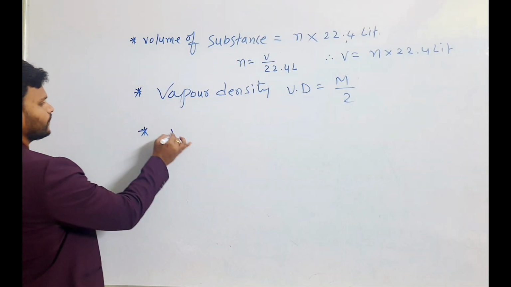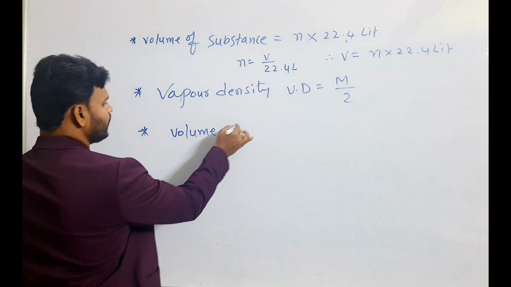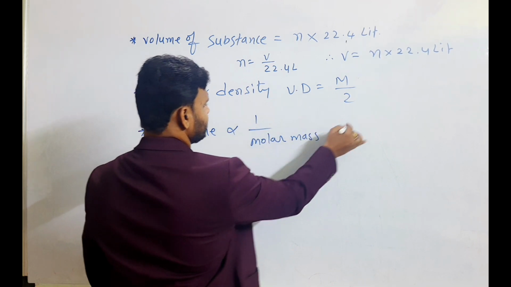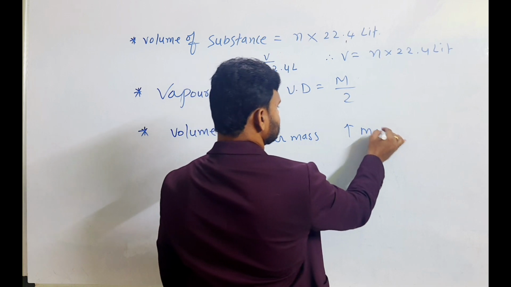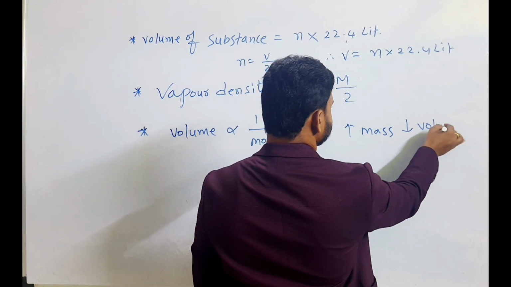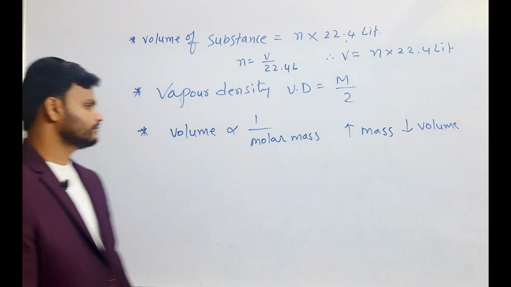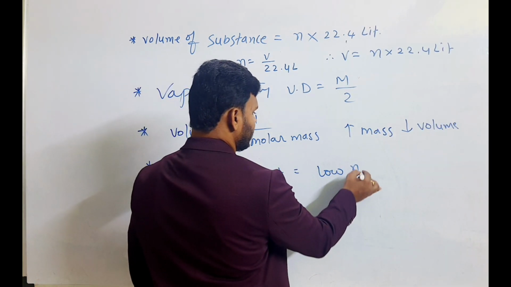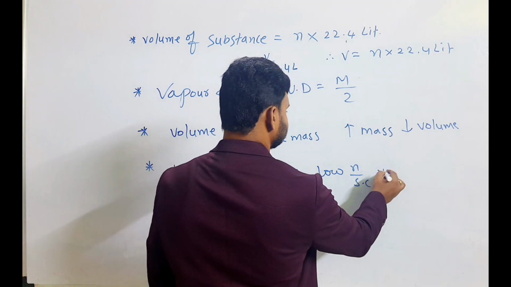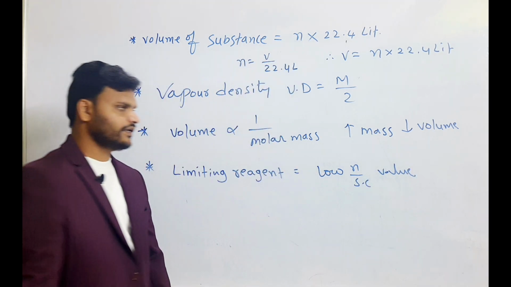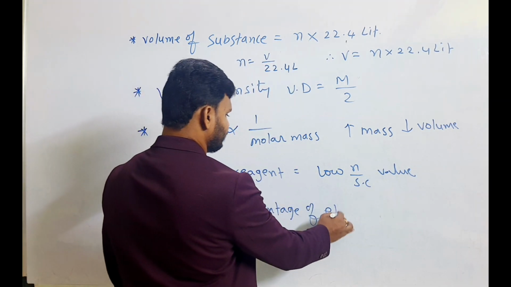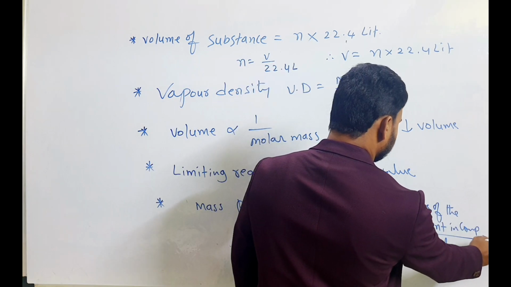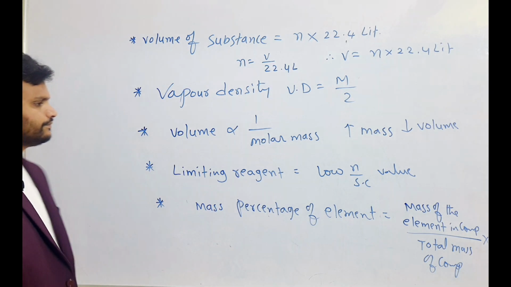Next, one relation is very, very important. Volume is inversely proportional to molar mass, which means increase the molar mass, decrease the volume. Limiting reagent is nothing but the lowest n by stoichiometric value. That is the limiting reagent. Mass percentage of an element equals (mass of element / molar mass) × 100. This is the formula.